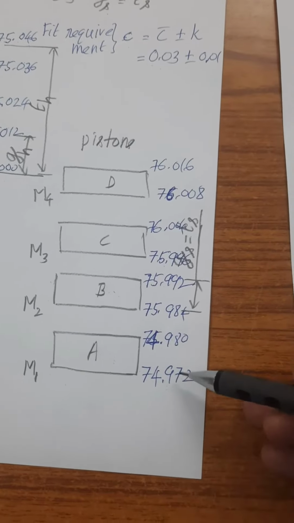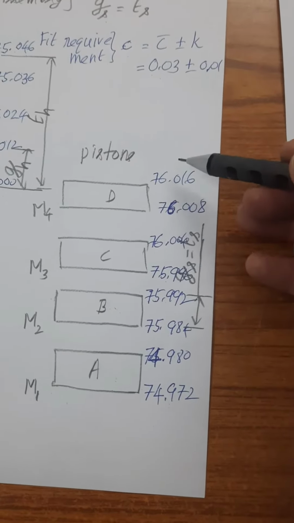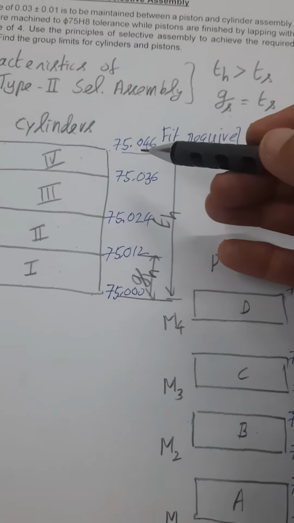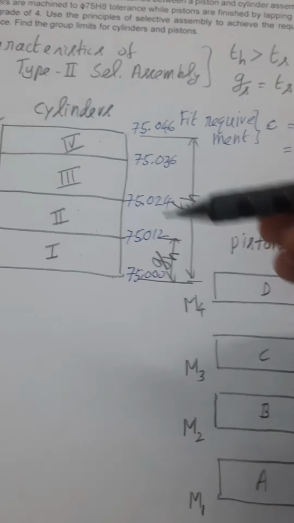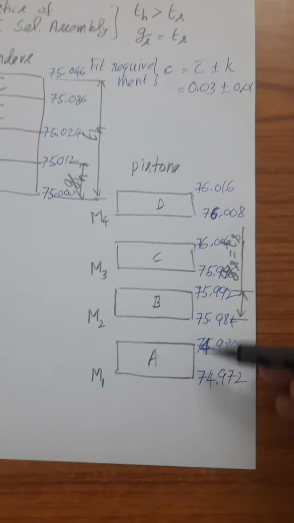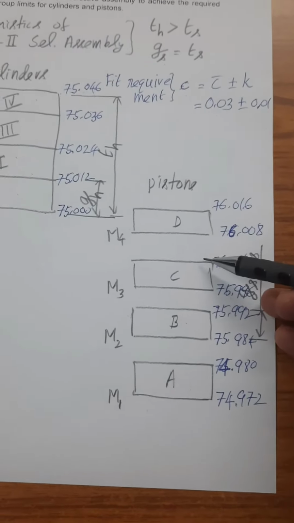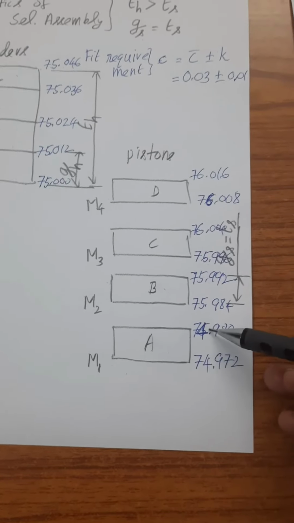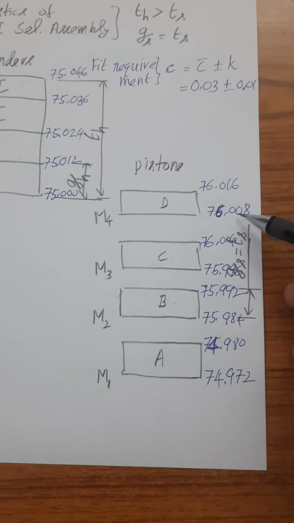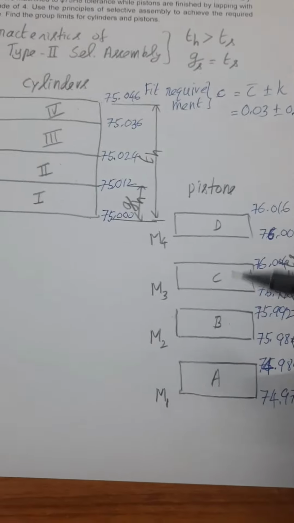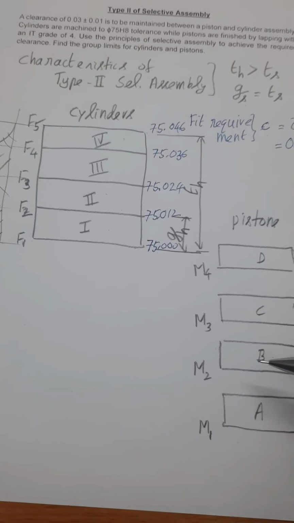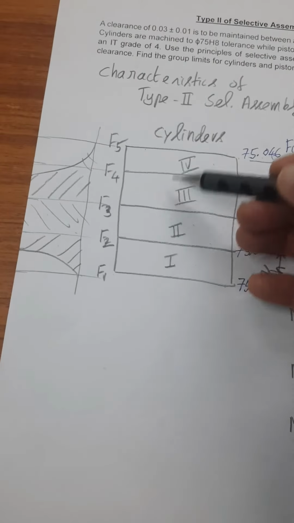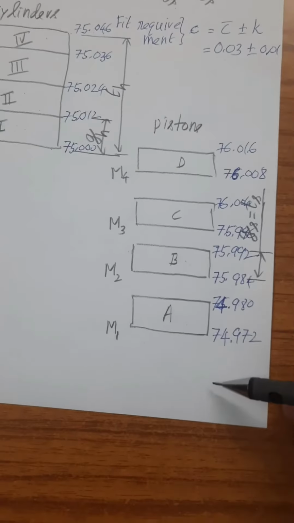So I have shown the group limits for the pistons. I have shown the group limits for the cylinders. So once the group limits are known, we can start manufacturing the pistons according to the arrived value of sizes. Suppose you want to manufacture 1000 number of assemblies of cylinder and piston, we should manufacture 1000 number of cylinders, we should manufacture 1000 number of pistons.